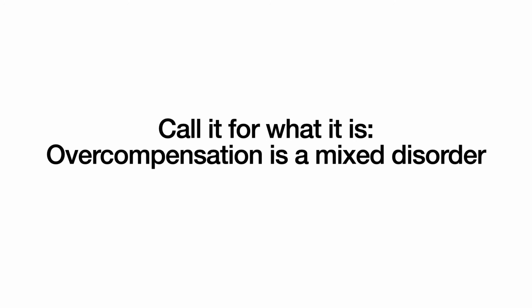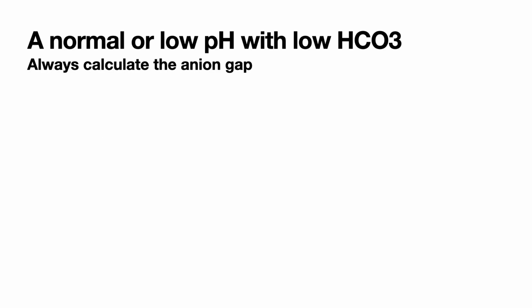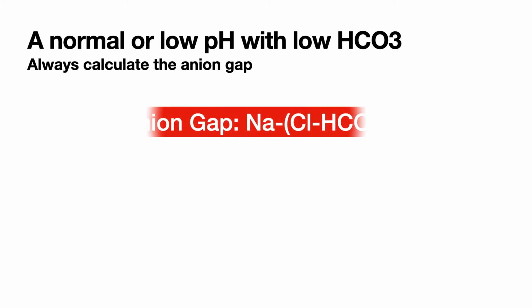Overcompensation is a mixed disorder. So we're going to talk about our first disorder. Now I want you to look at the pH, look at the bicarb, and if you have an ABG, always look at the PaCO2. The oxygen is out of this specific talk, and we're not going to talk about oxygen exchange. In normal or low pH with low bicarb, always calculate the anion gap.